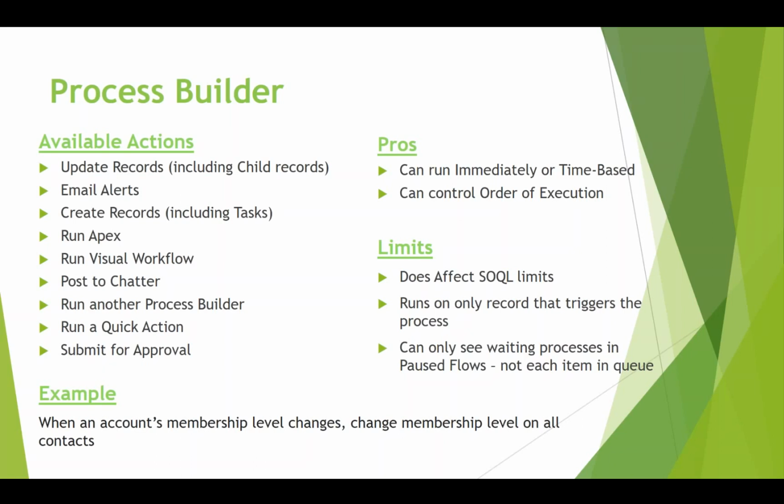An example would be, a simple example is somebody on the account is a member and the membership level changes and you want to sort of trickle that membership level down to all of the contact records. You can do that with the Process Builder. So that account change happens, it triggers the process, and it goes and updates all of the children's contacts for that particular record.